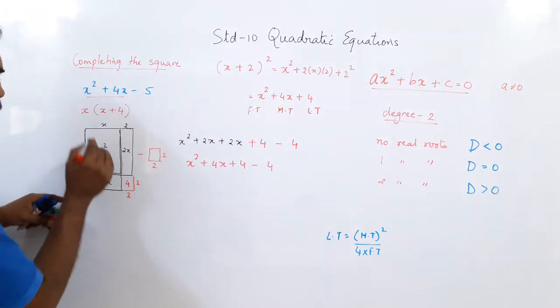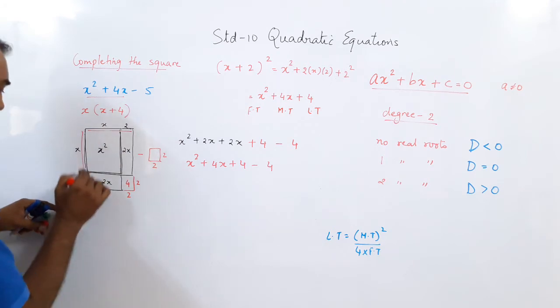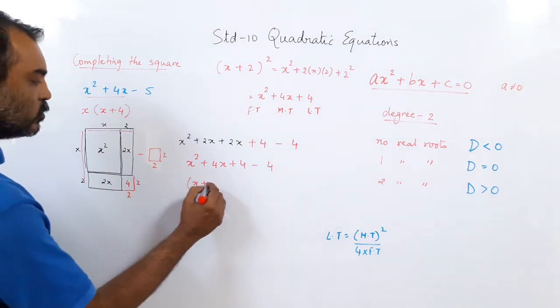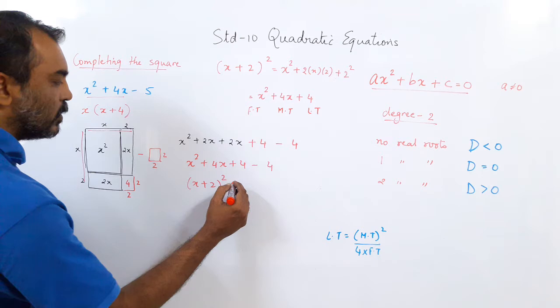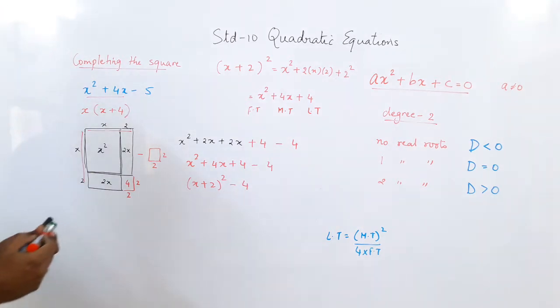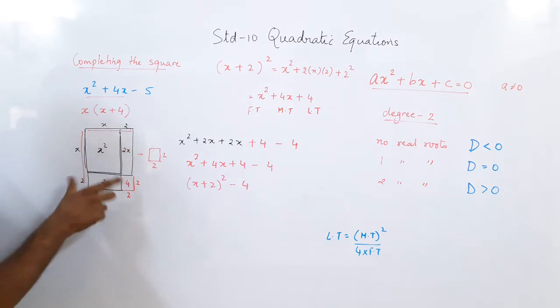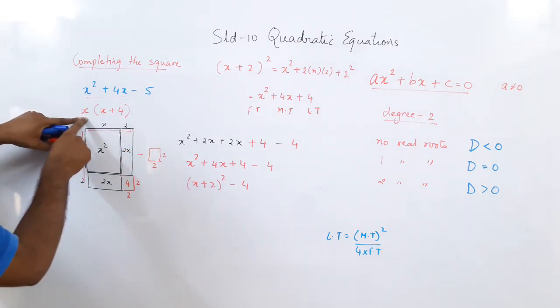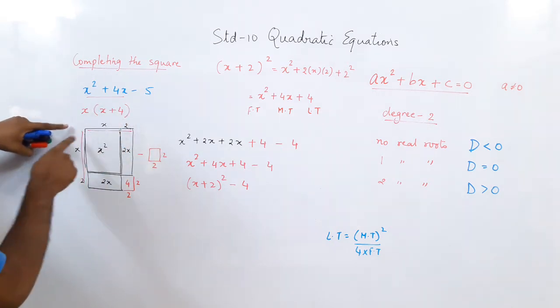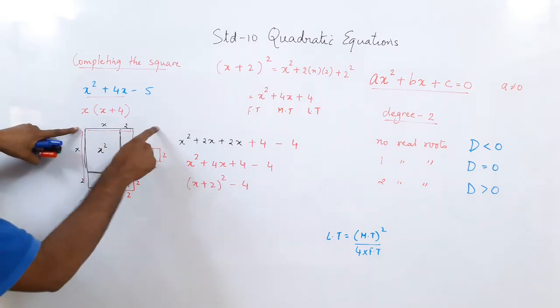Now this whole square is what? x plus 2 into x plus 2. So this is x plus 2 the whole square minus 4. So what we did, this x square plus 4x, I showed you graphically what I did. First I took the x common, I got x plus 4. So the breadth is x, the length is x plus 4.